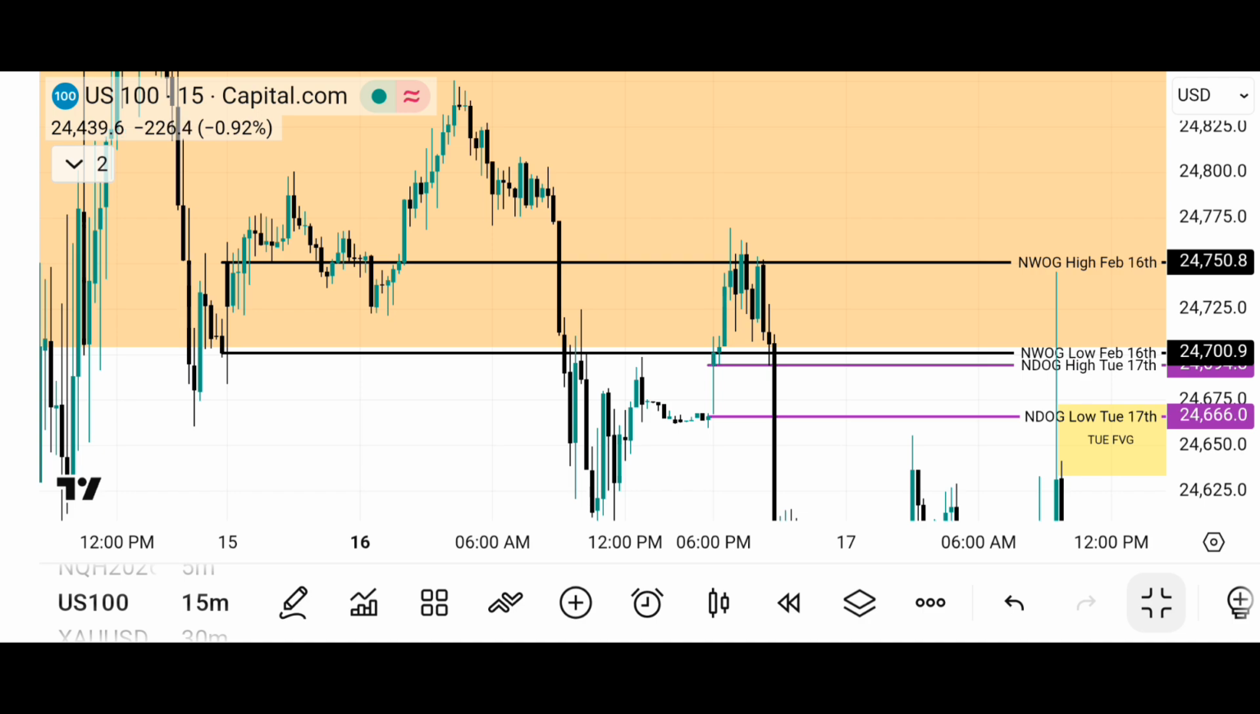Then the new week open gap: every week the market closes on Friday, still at 4:59. So at 4:59 p.m. on Friday, the market closes and it reopens at 6 p.m. on Sunday. During that time range, the market closes for the week and there is no trading activity. Also, a void is formed in this time range, where there is lack of trading activity going on.